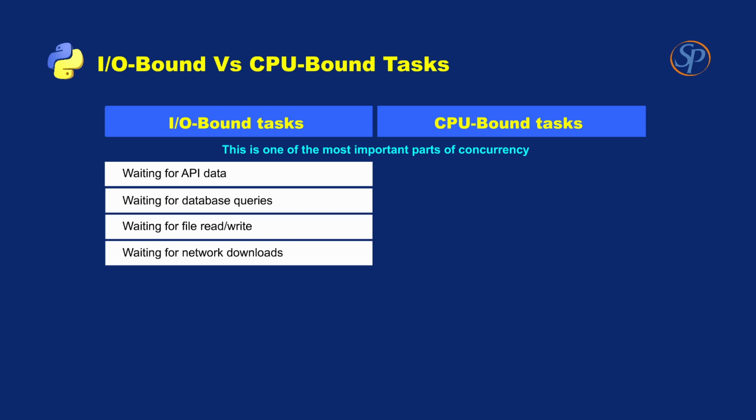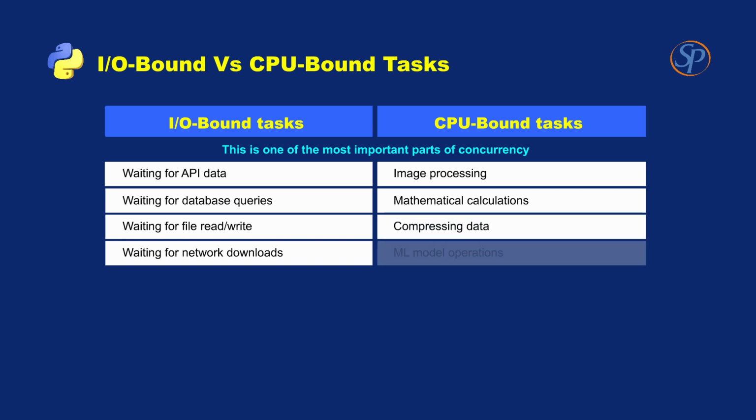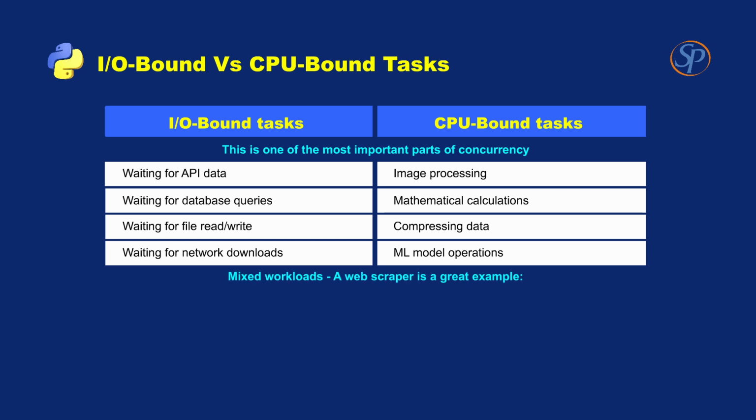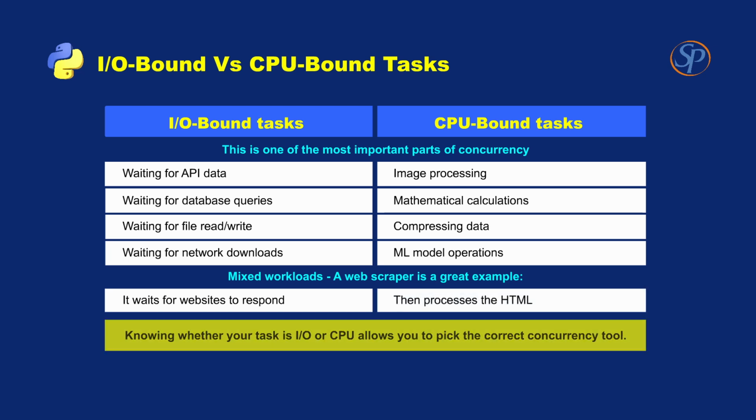CPU bound tasks. These involve heavy computations, image processing, mathematical calculations, compressing data, ML model operations. Here, the CPU works non-stop. Mixed workloads. A web scraper is a great example. It waits for websites to respond, then processes the HTML. Knowing whether your task is input-output bound or CPU bound allows you to pick the correct concurrency tool.